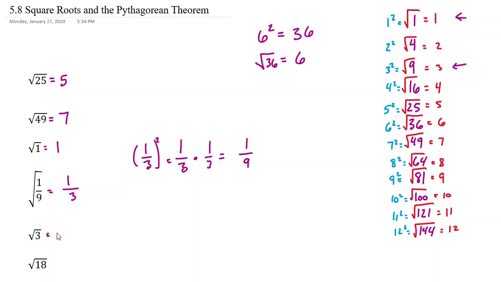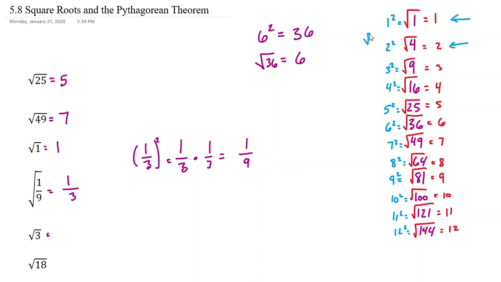You would think so until we get to this point. What is the square root of 3? And now we're going to run into some trouble. Because as I look at my list here, I have the square root of 1, and I have the square root of 4, but I don't have the square root of 3.